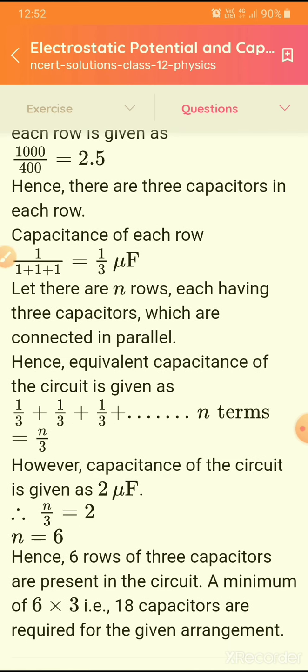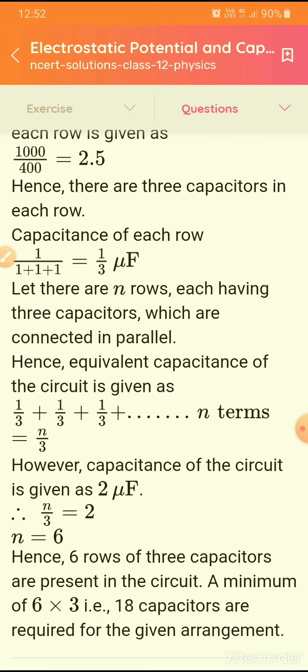So there will be a total of n rows of capacitors. The equivalent capacitance of the circuit will be 1 by 3 plus 1 by 3 plus 1 by 3 up to n terms. It gives you n by 3. So the capacitance of the circuit is given as 2 microfarads. So n by 3 equals 2 microfarads.